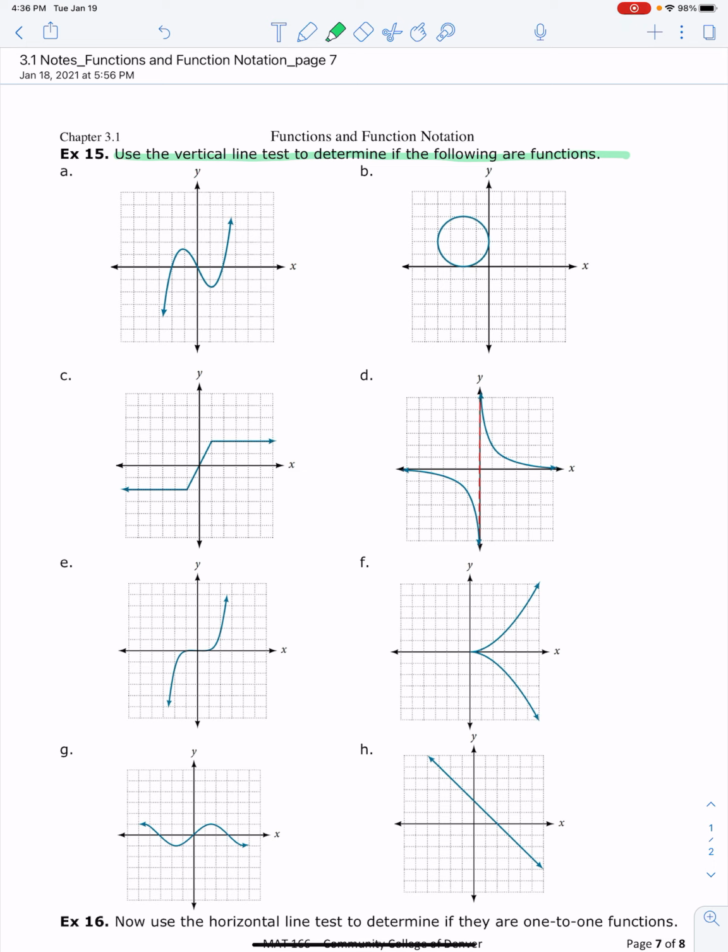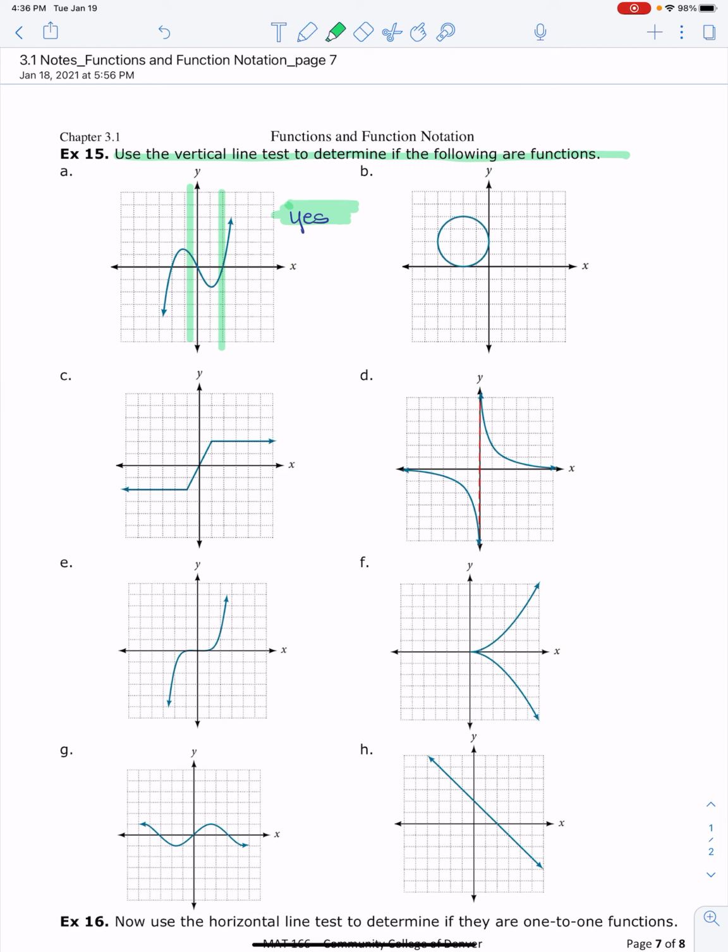And as we draw a vertical line, what I'm doing is saying, hey, here at x equal 2, how many y's do I have? At x equal negative 1/2, how many y's? So any place I draw a vertical line here, it's only going to cross my graph once. So yes, this is a function.